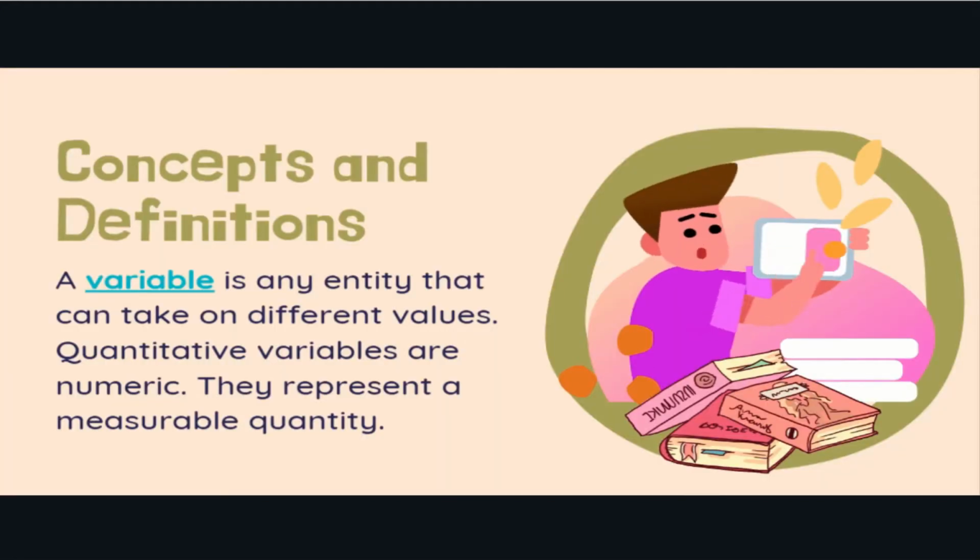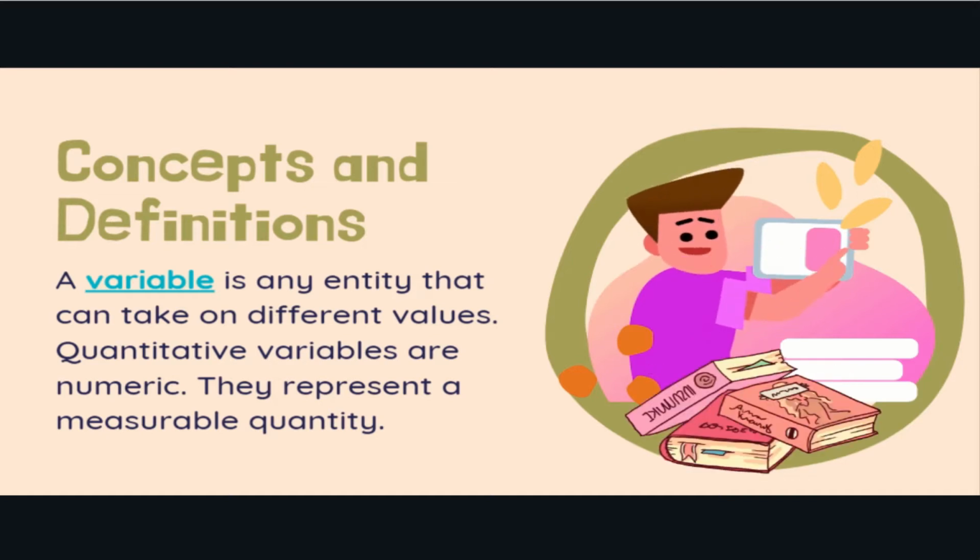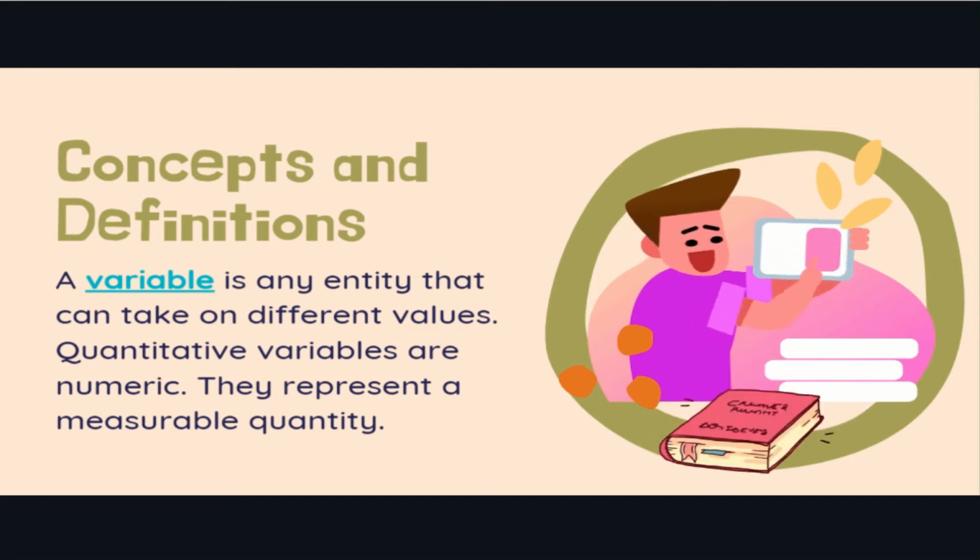A variable is a central concept in research. It is a measurable characteristic that changes in value. It may vary from one group to another group, one person to another, or even with the same person over time. A variable is any entity that can take on different values.